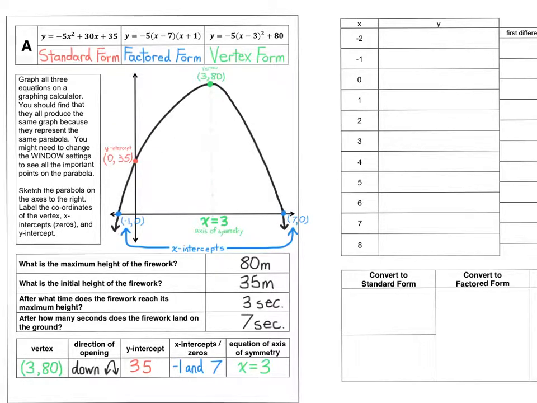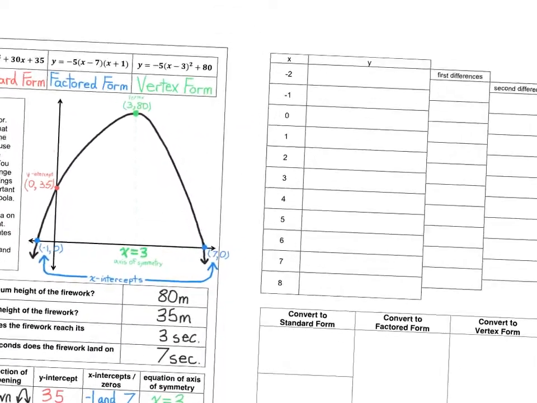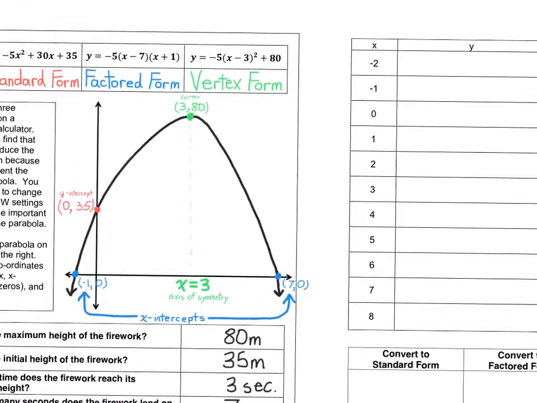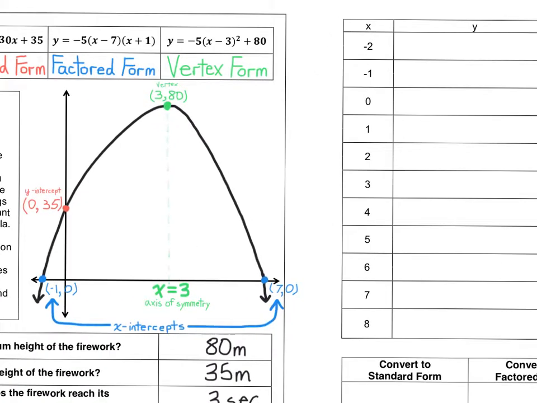You've already graphed the parabola and found the major points. Let's make a table of values. We can start by plugging in the values that we know already from looking at the graph. We know the vertex occurs when x is 3 and y is 80.